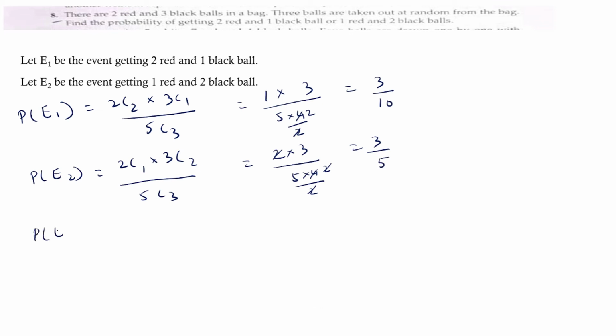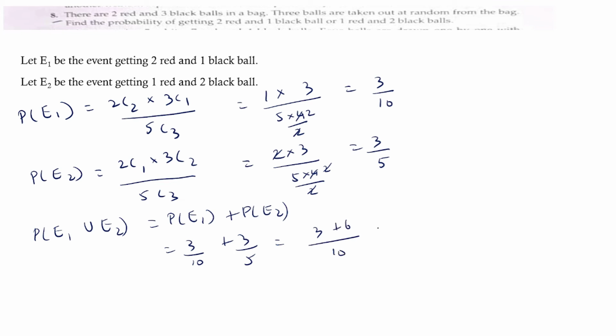Now probability of E1 union E2, since E1 and E2 are mutually exclusive, is equal to probability of E1 plus probability of E2. So it is 3 by 10 plus 3 by 5. So this is equal to 3 plus 6 by 10, which is 9 by 10.